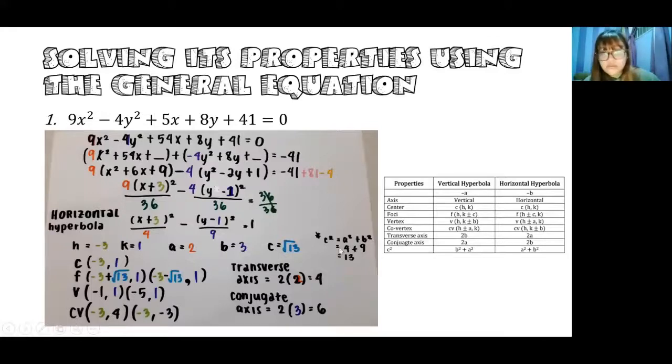So for the covertex, we have H and K plus minus B. So the constant is H, so negative 3, negative 3. And then K plus B, 1 plus 3 equals 4. And 1 minus 3 equals negative 2. This should be negative 2. So negative 2. Sorry for that.